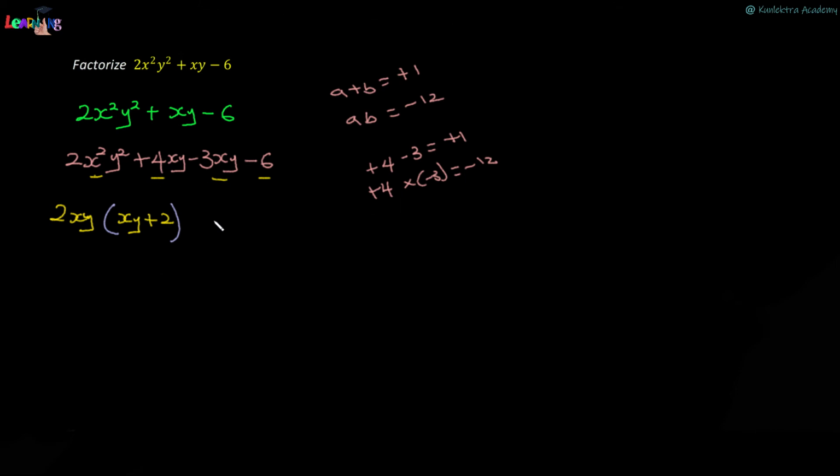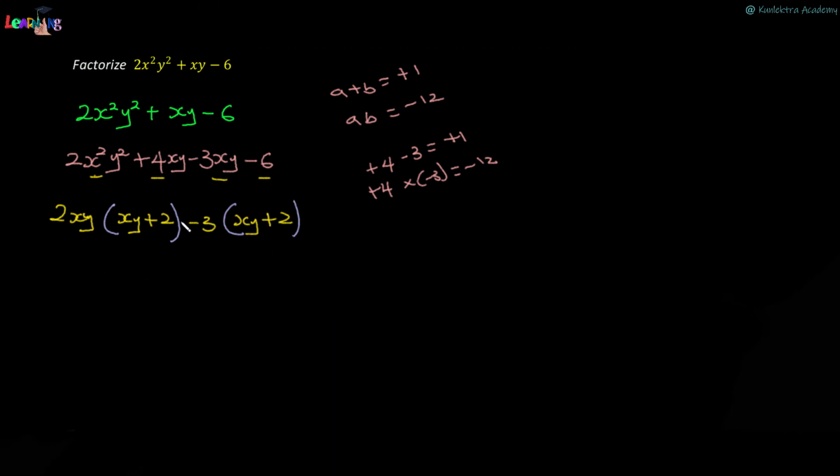Now let's come to the second half. What is the common factor between minus 3xy and minus 6? 3 is common, that's minus 3. Open your bracket, minus 3, you have xy. Because of the minus here, the sign changes to plus. Now, 6 divided by 3 is 2.